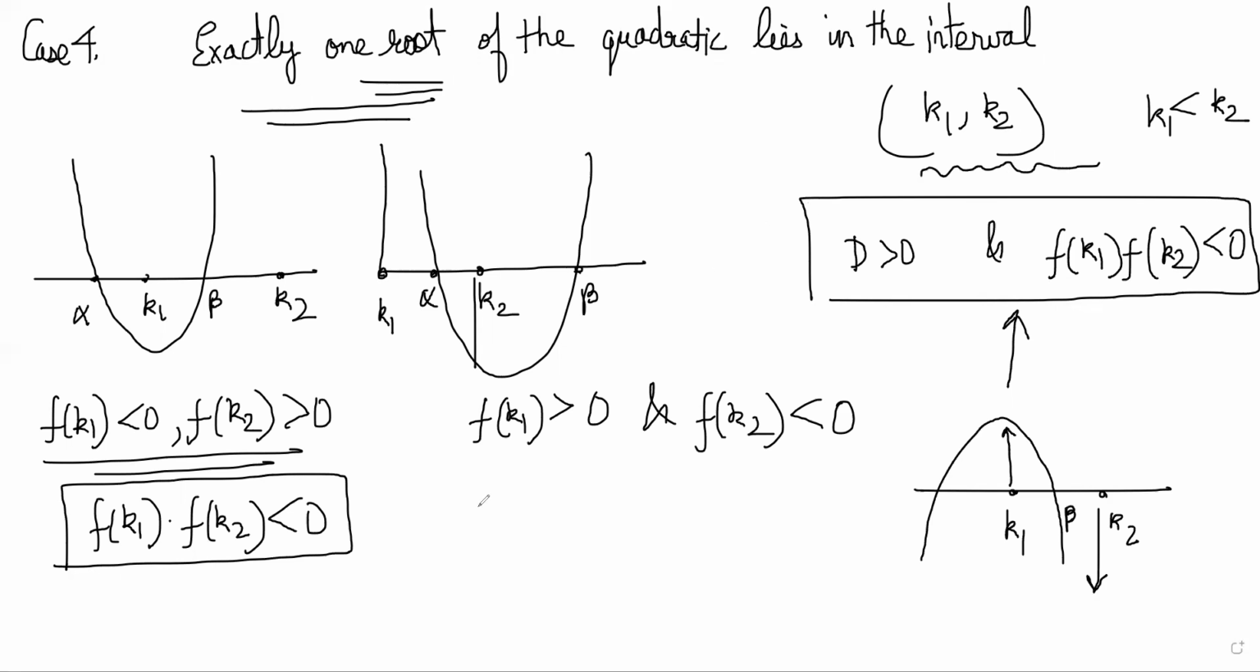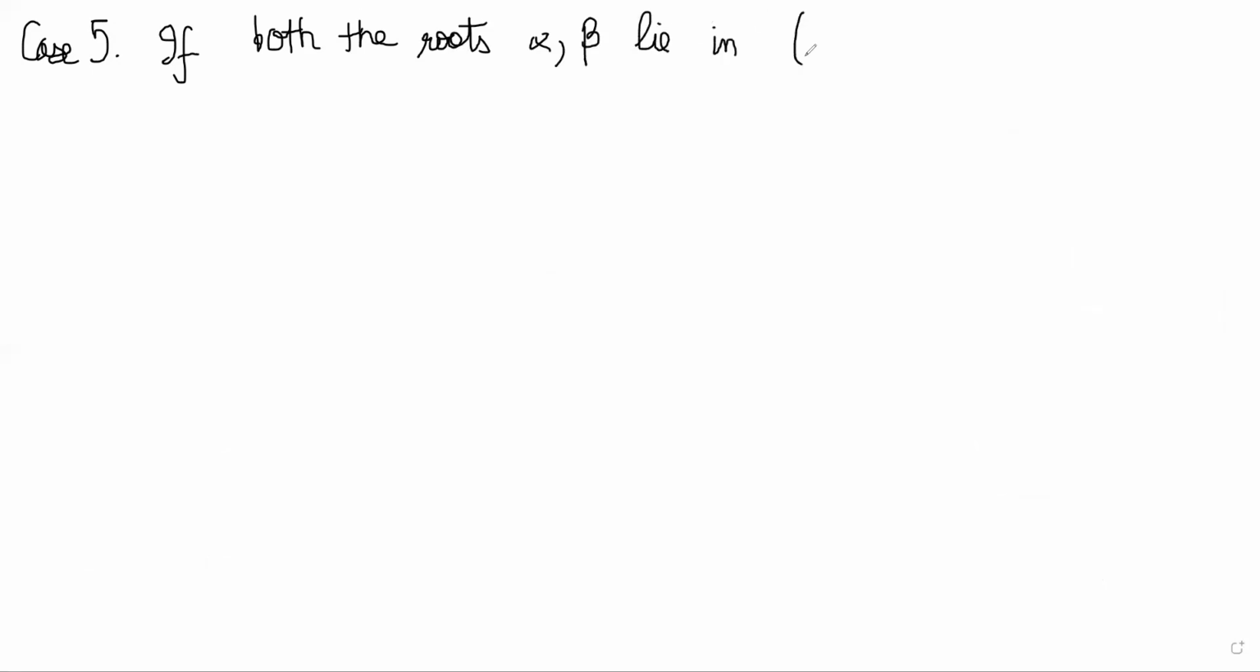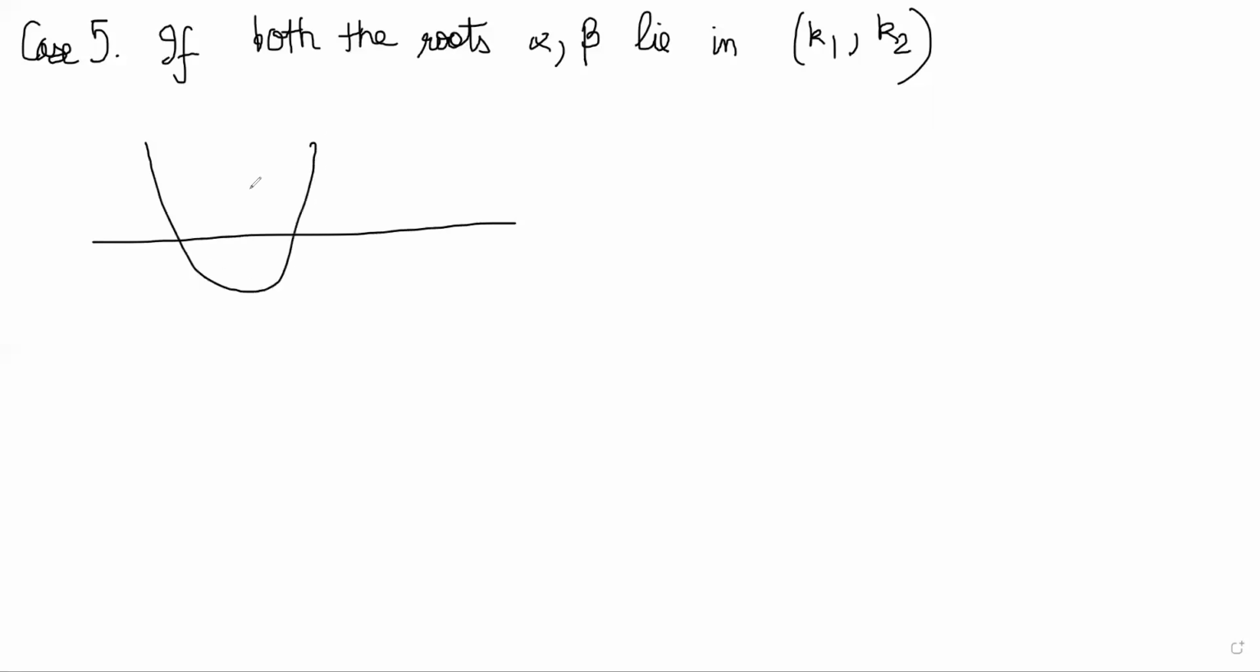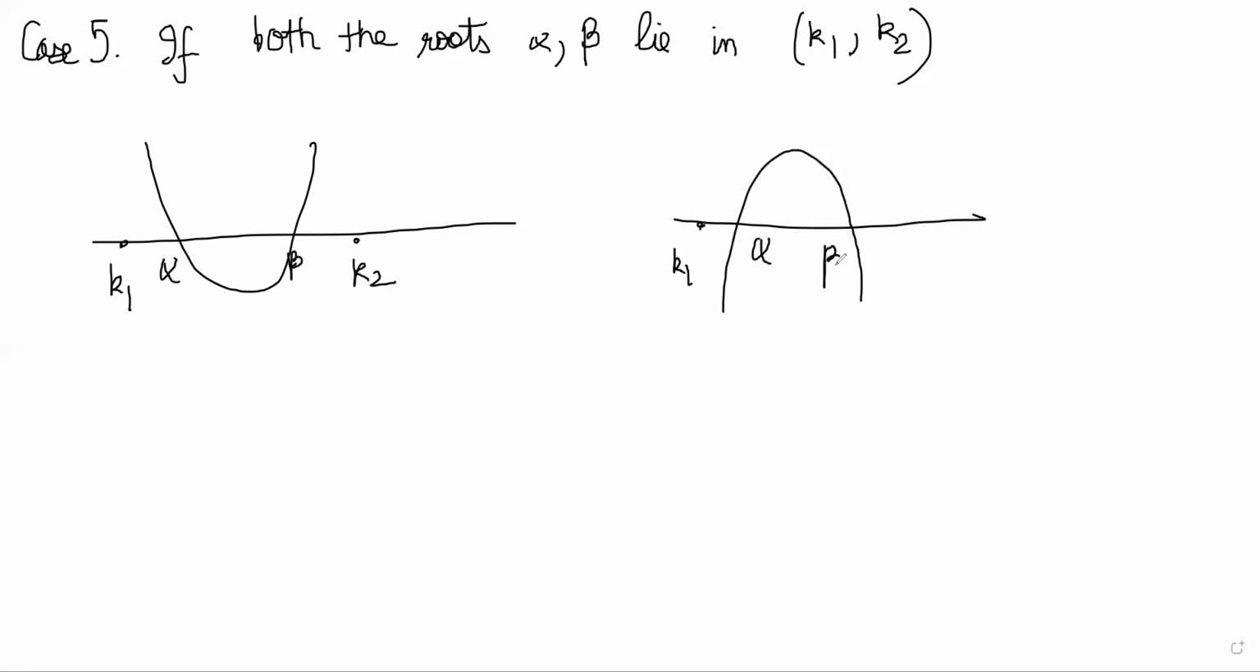So that is case 5. Case 5 will be if both the roots alpha beta lie in K1 K2, right? So the graph should be somewhat like this. K1 should be here, alpha beta and K2 should be here. Or it could have been the opposite graph. It could have been like this, and K1 is here, alpha, beta, and K2 is here, right?